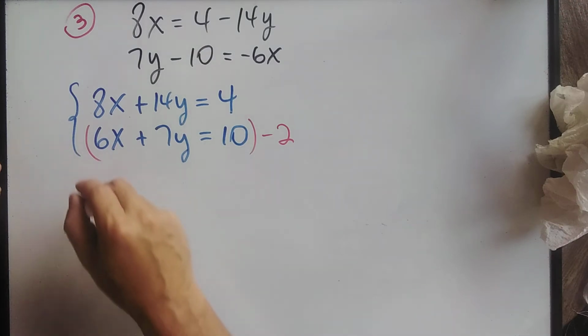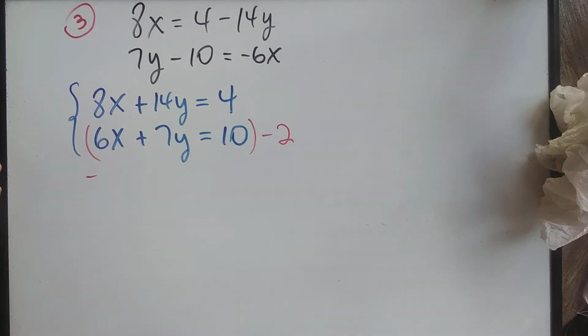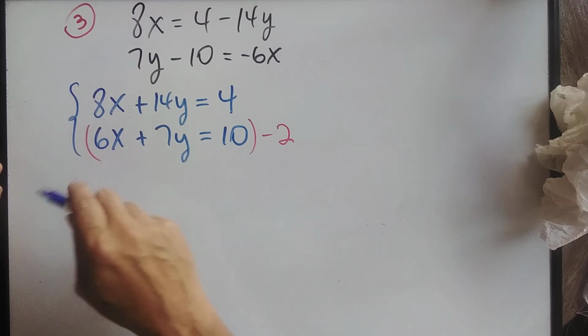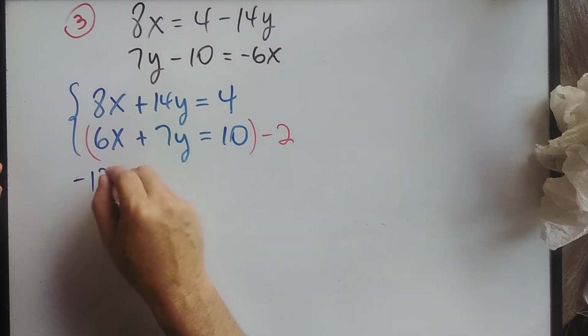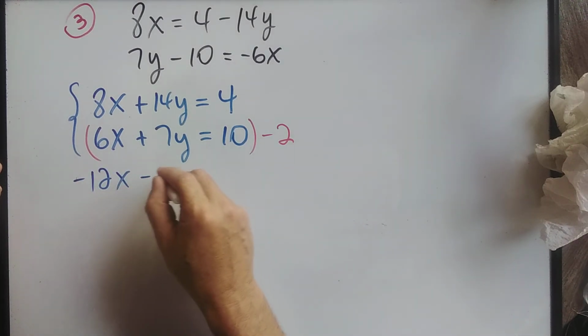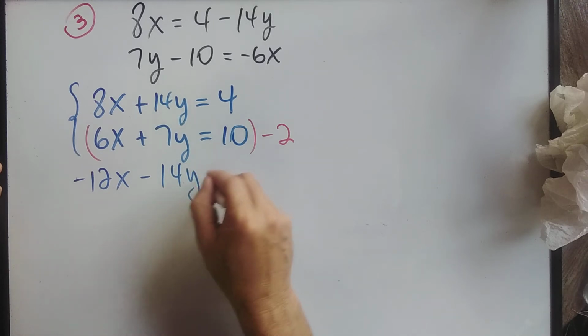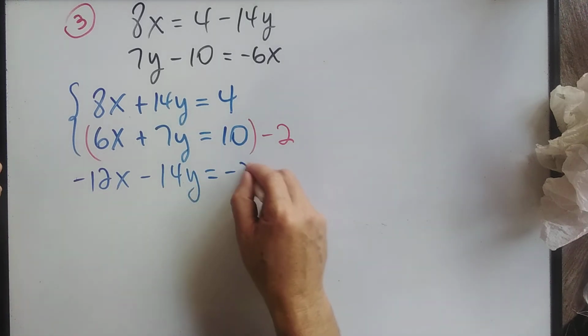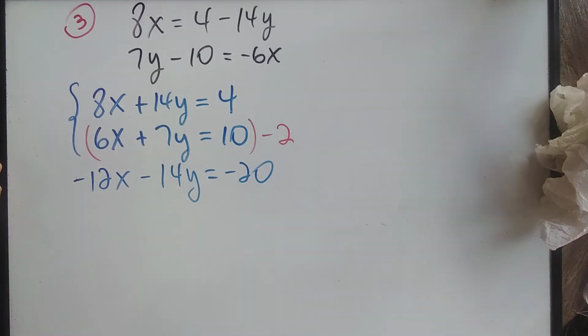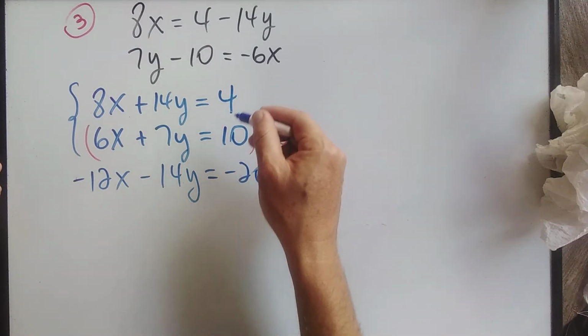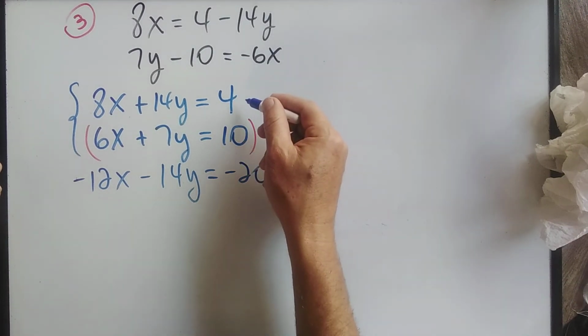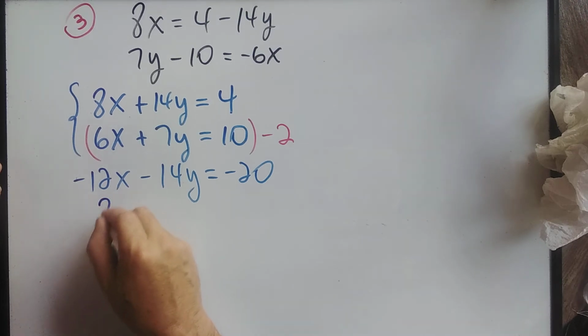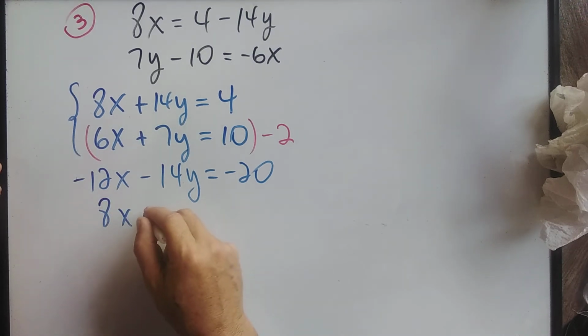Okay, so you're going to get negative 12x minus 14y equals negative 20. That's it. Let me bring this one down here. The top equation, I'm going to bring it down just to have them together.